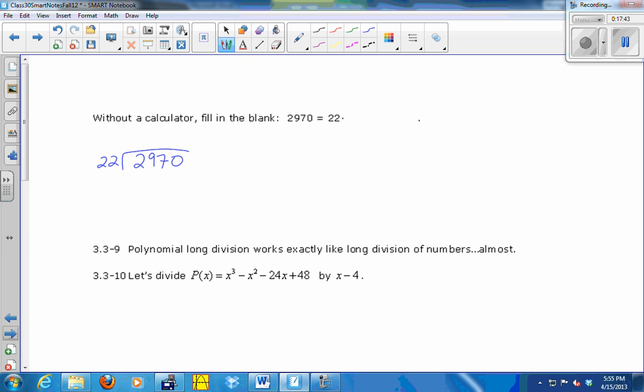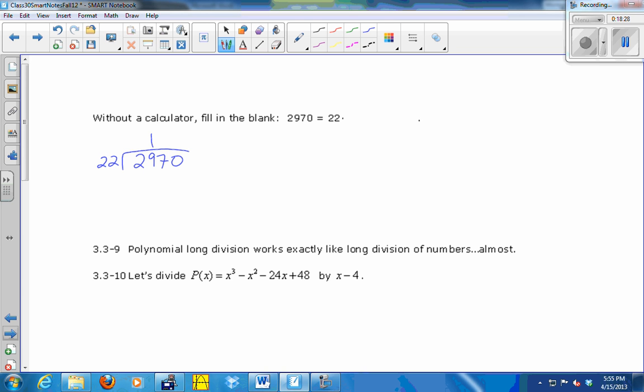Okay. So remember, we're working in base 10 here. Okay, so I say we look at the 22, and we only look at as many leading digits as we have to. Digits correspond to terms of a polynomial. So each digit of a number is like a term of a polynomial. So I only look at as many leading digits as I need to, until I get something that my divisor can go into. So I'm looking at my 29 here, and I say 22 goes into 29 how many times? Once, so you put the 1 right here.